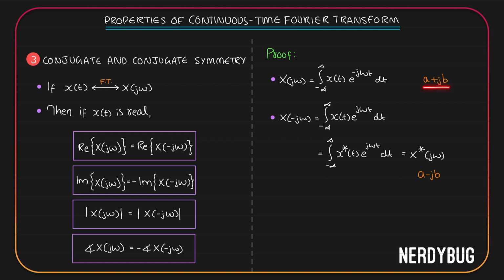Coming to phase. Phase of a plus jb is tan inverse b by a. Phase of a minus jb is tan inverse of minus b by a, or minus of tan inverse b by a. That's what we have written here. Phase of X of j omega is negative of phase of X of minus j omega.